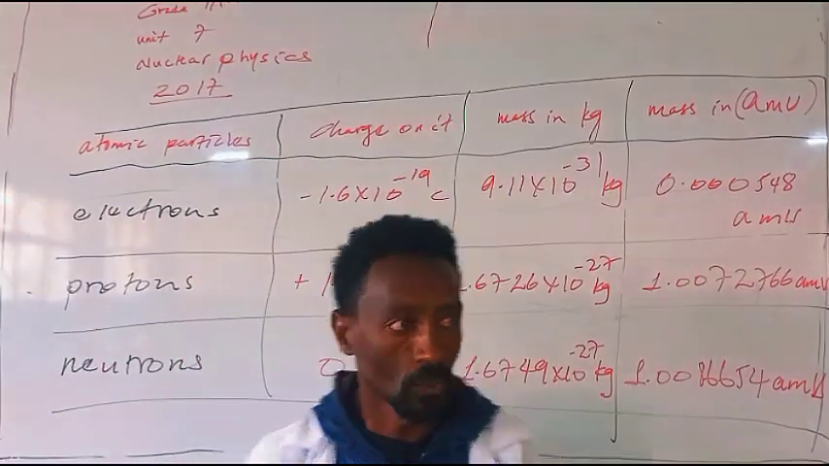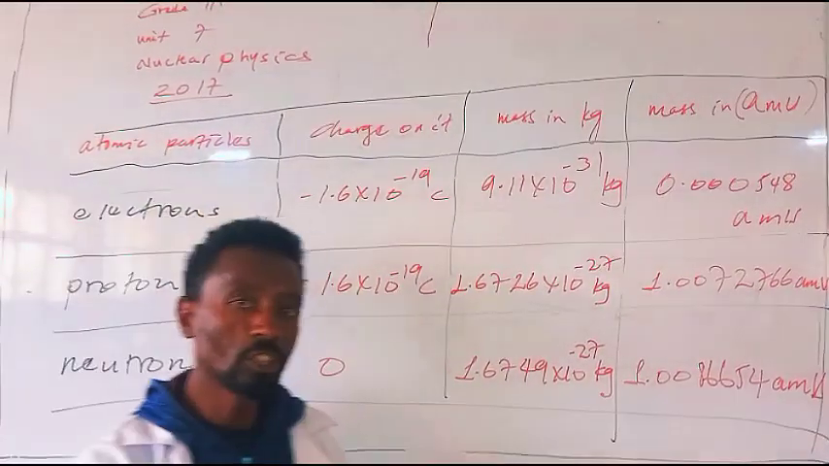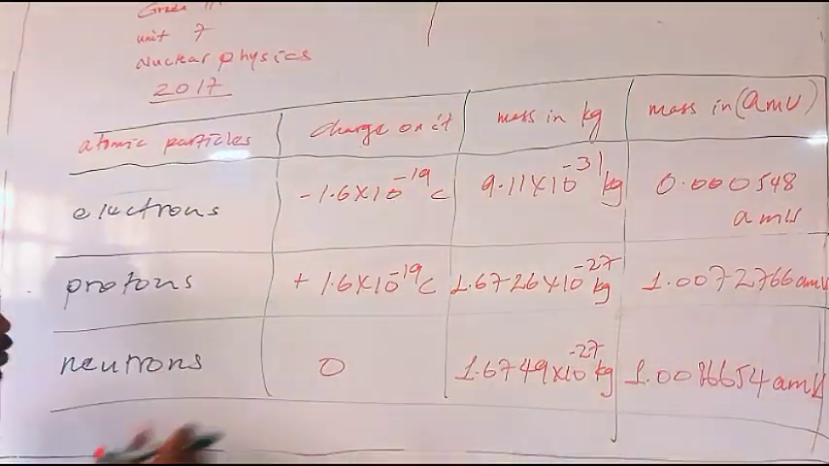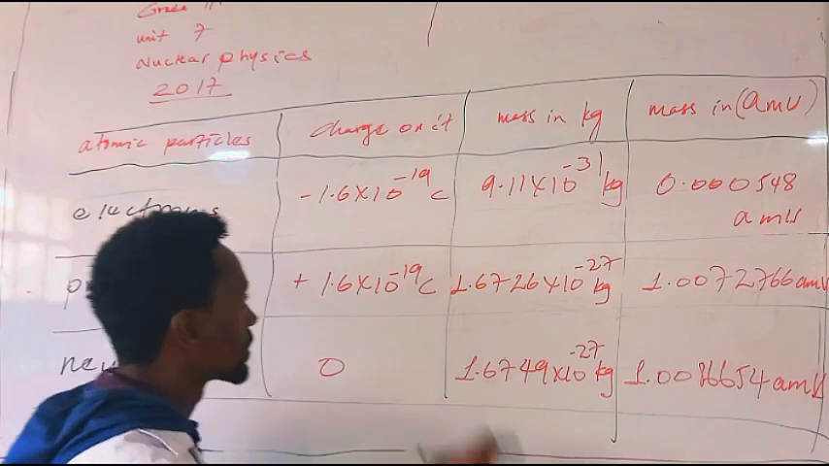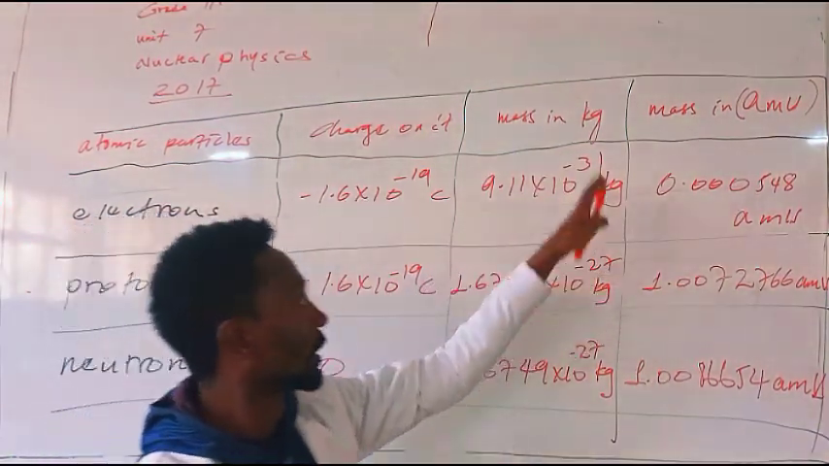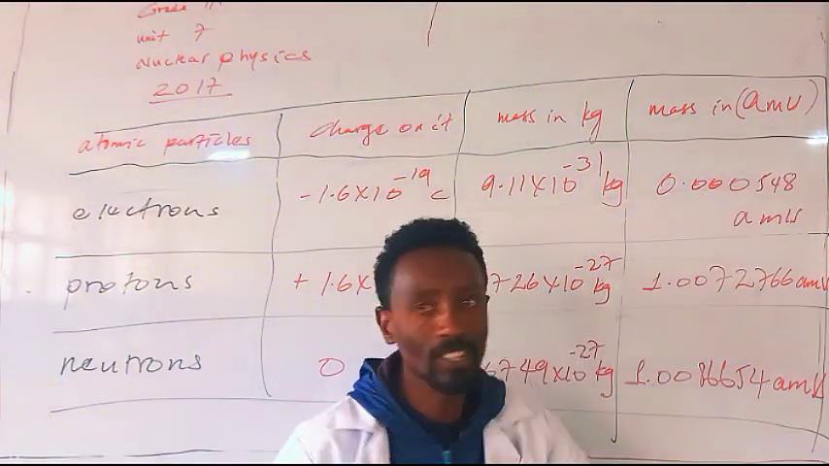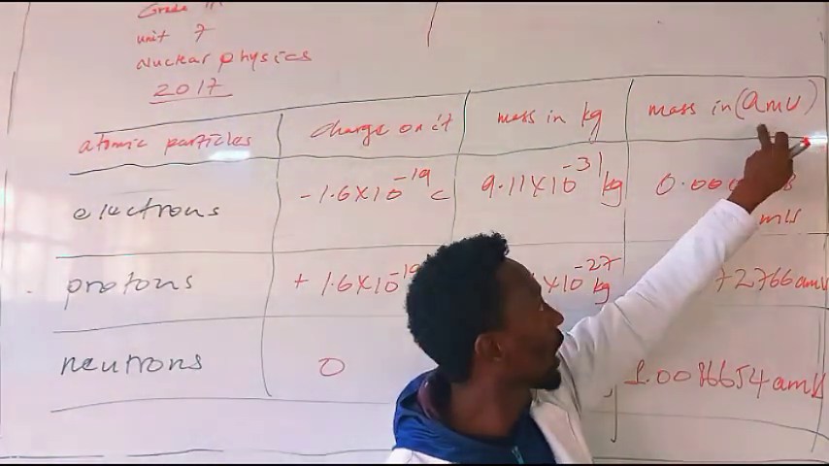Okay, students, previously we were told the relation between atomic mass unit and the kilogram and the gram. So depending on that, let us summarize the atomic particles, their charges, their atomic masses in terms of kilogram and the atomic mass unit.